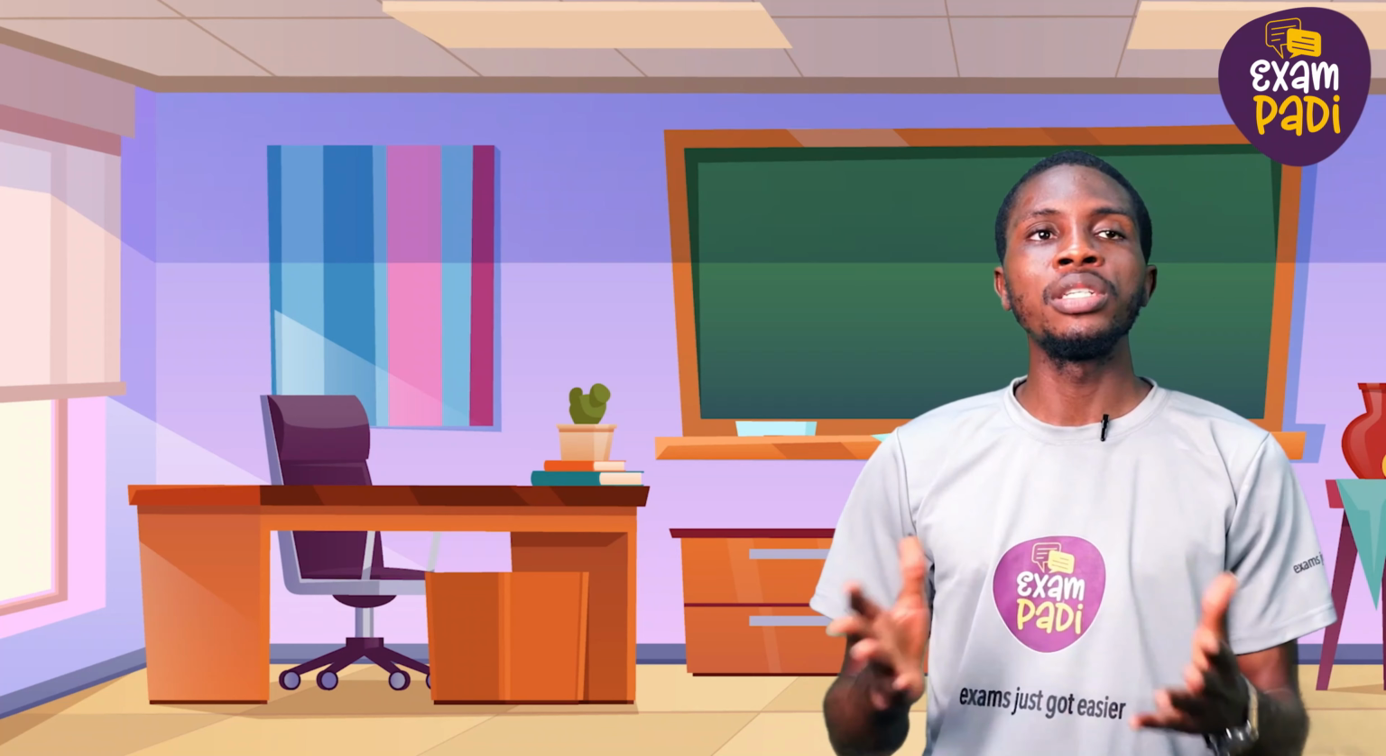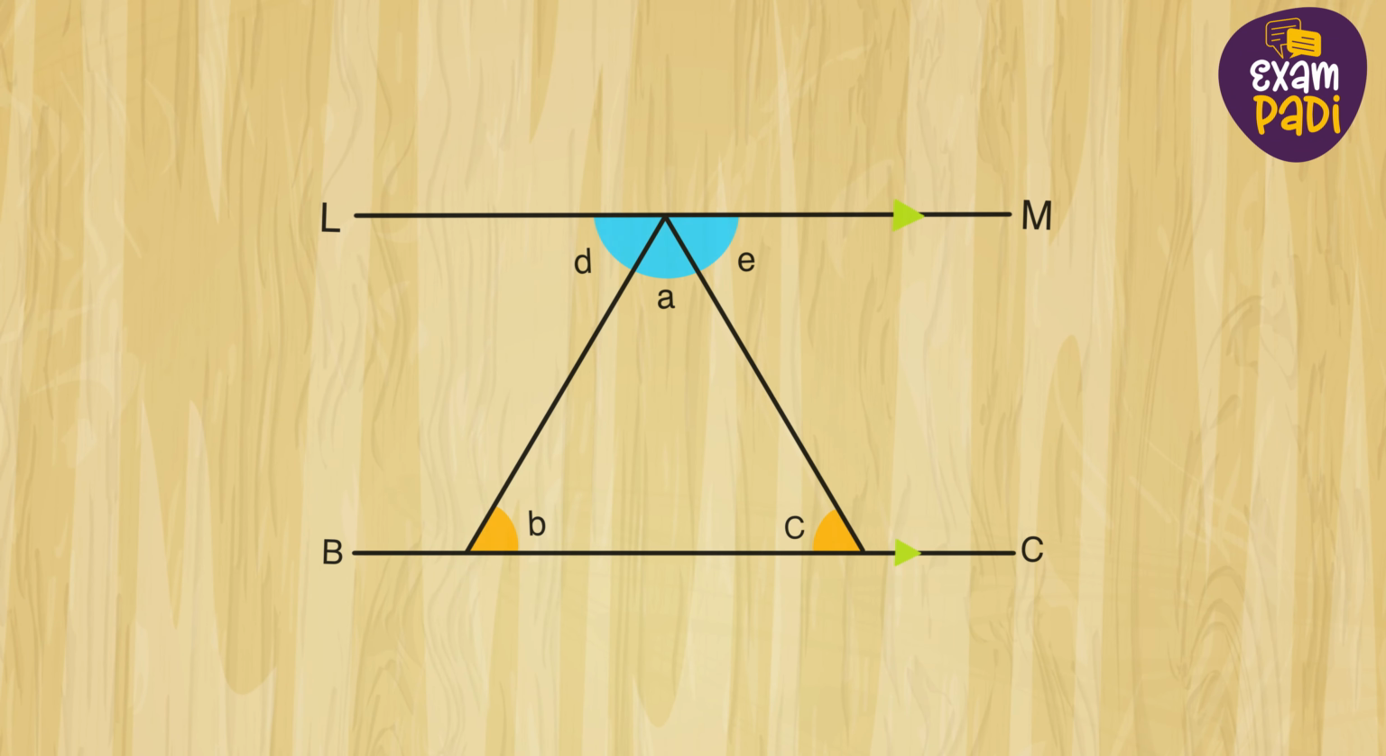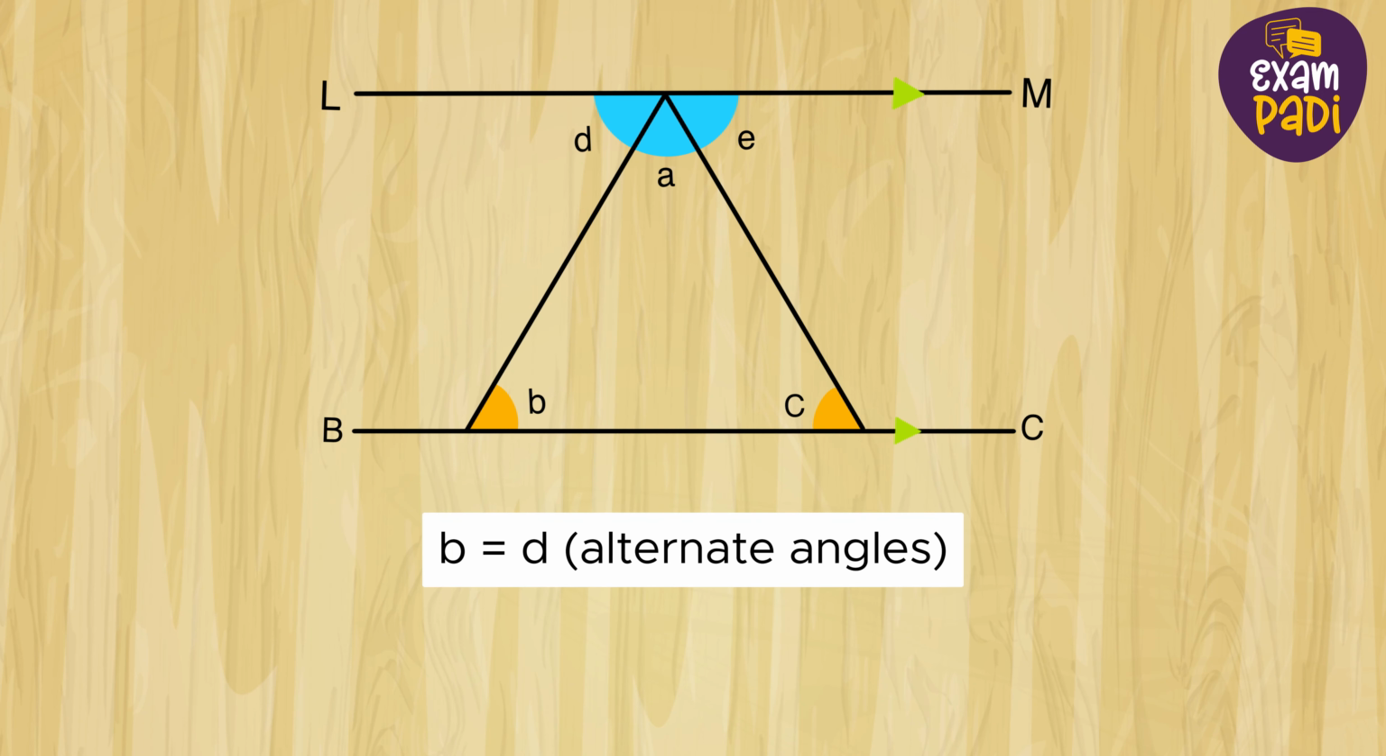How do we calculate the sum of angles in a triangle? The sum of angles in a triangle is 180 degrees. To show this, draw line LM through the top vertex of the triangle, parallel to the base BC. Label each angle as shown in this image. From the image displayed earlier, B equals D, alternate angles. C equals E, alternate angles.